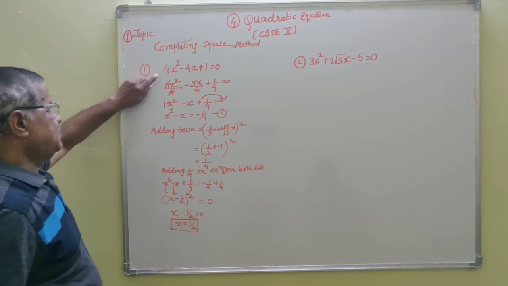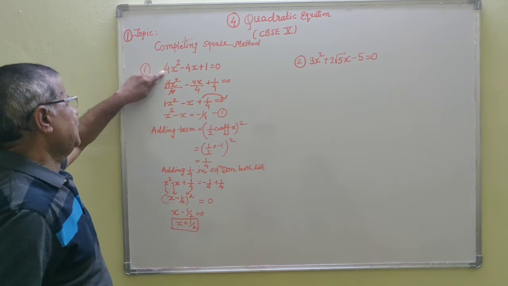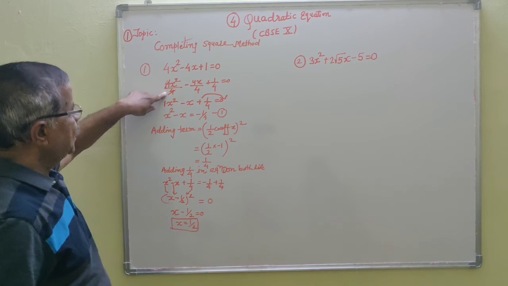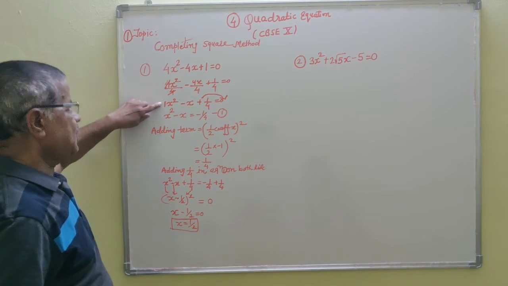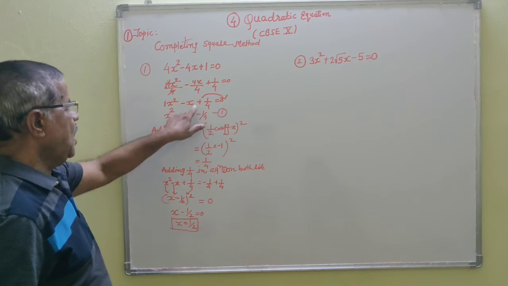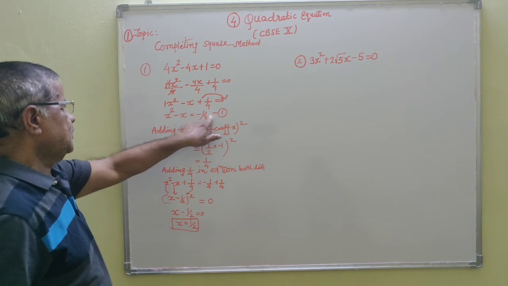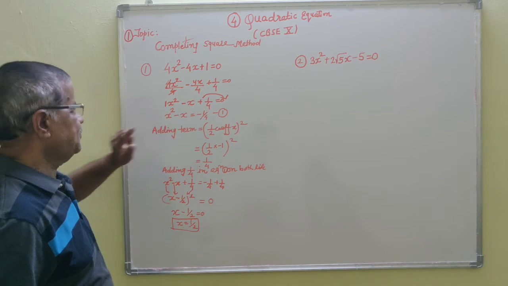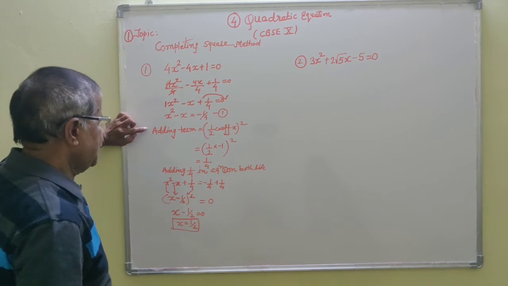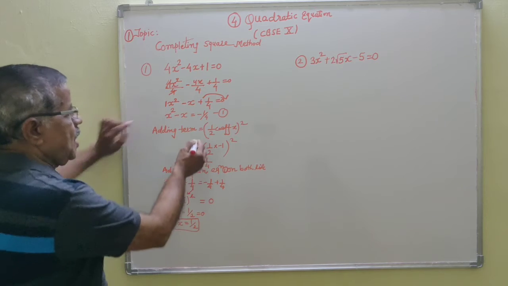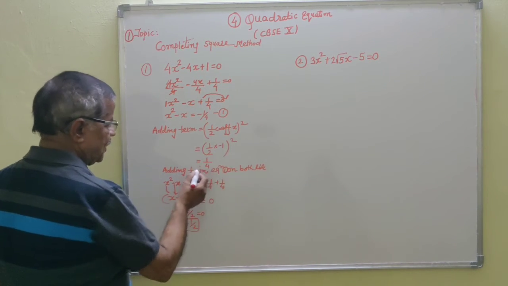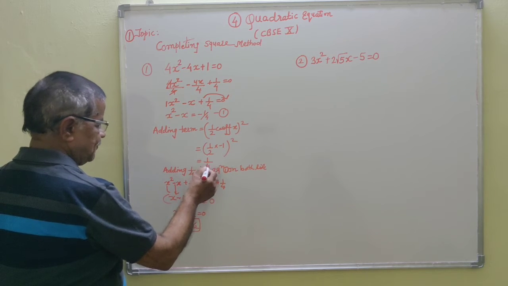Again I am revising this method. The coefficient of x square must be 1, so I will divide the whole equation by 4. Then I will simplify this equation. Now I will transfer the constant 1 by 4 to the side of 0, so I will get x square minus x is equal to minus 1 by 4. Now I will write down the formula. Adding term is equal to half the coefficient of x, the whole square, half into minus 1 the whole square. On simplifying you will get 1 by 4.